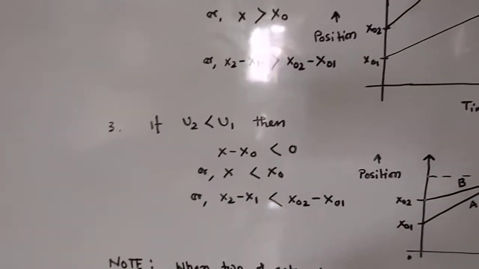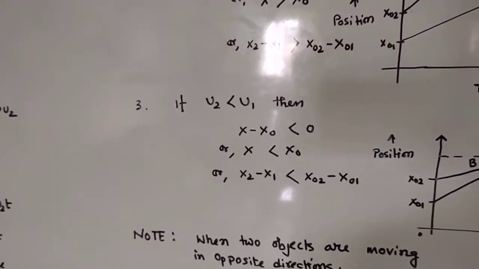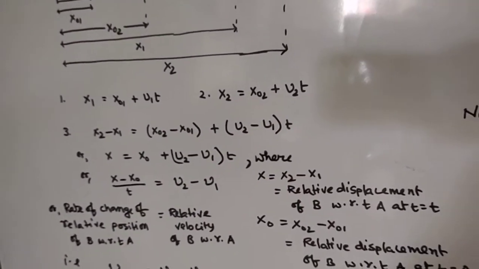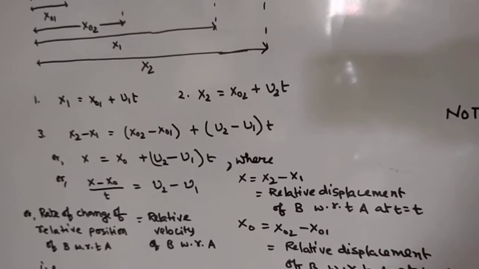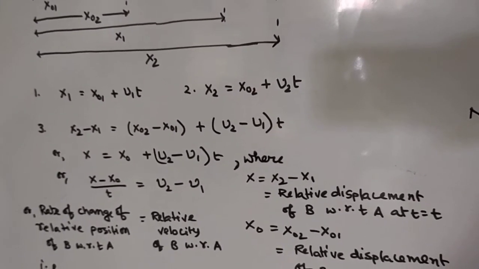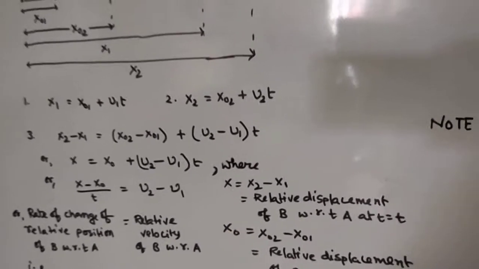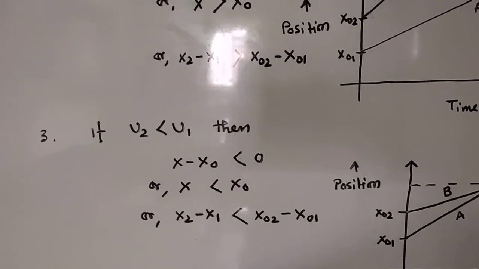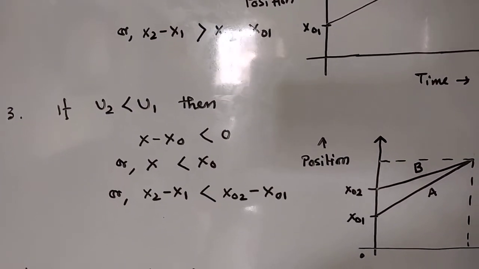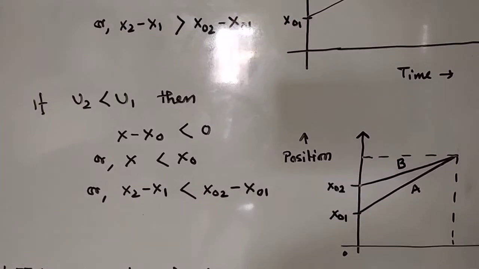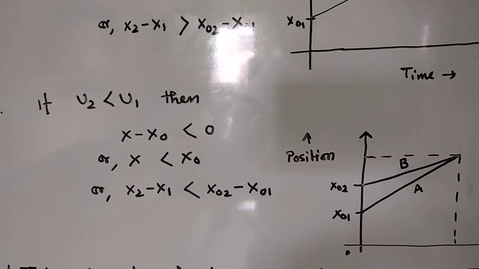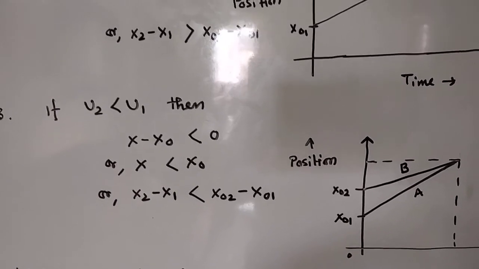Now the next case we are going to define is v2 less than v1. If v2 is less than v1, what happens? v2 minus v1 is negative. It means x minus x0 is negative, so x minus x0 is less than 0, or x is less than x0, where x is x2 minus x1 and x0 is x02 minus x01. So you can say the separation between the two objects A and B decreases with respect to time.